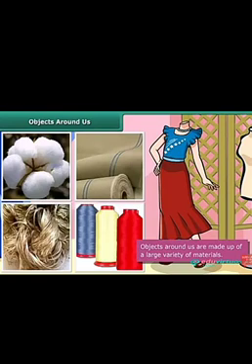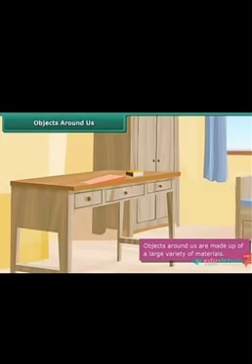Here you can see a wooden table. Except this, furniture is also made up of plastic, sometimes glass, sometimes jute, and sometimes wood, etc.